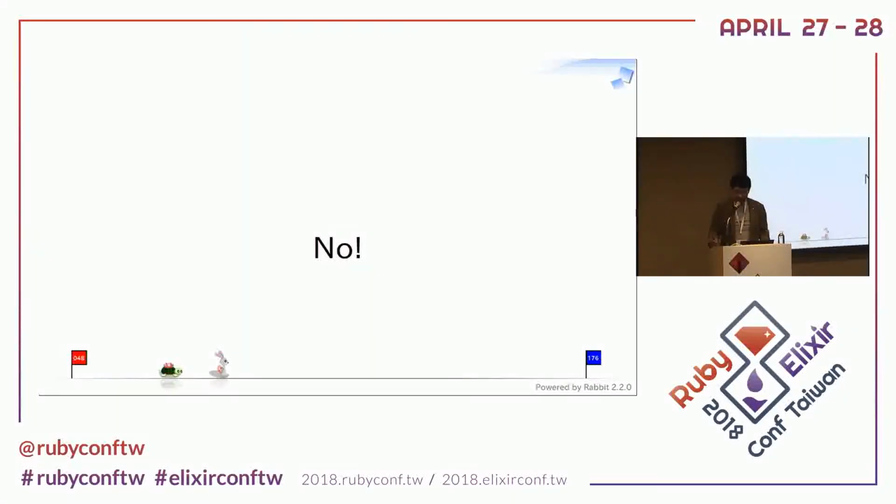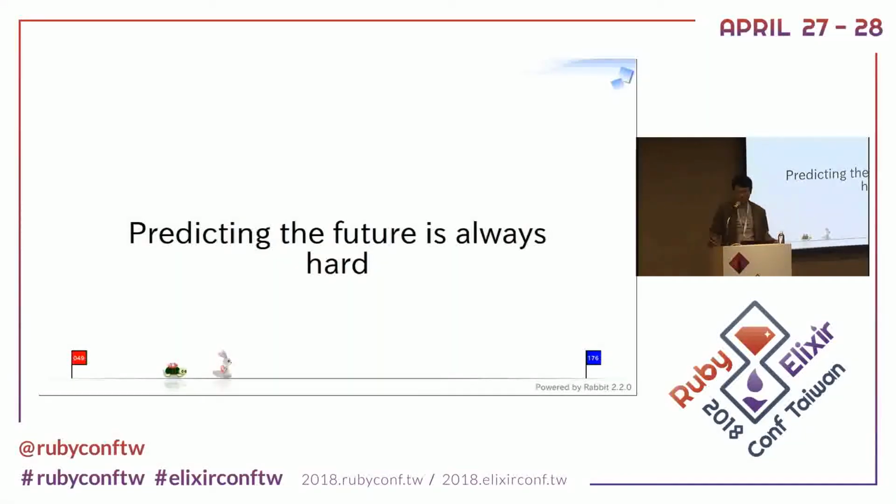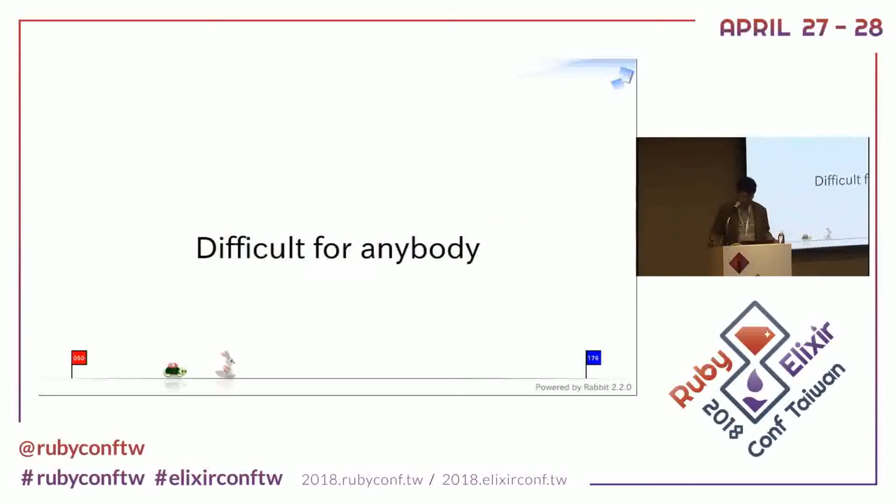And then people organized conferences everywhere: Taiwan, Tokyo, Paris, London, San Francisco, or whatever. We had conferences in so many places, and I didn't expect that. So it is quite difficult to predict the future. Not only for me, but difficult for everybody.